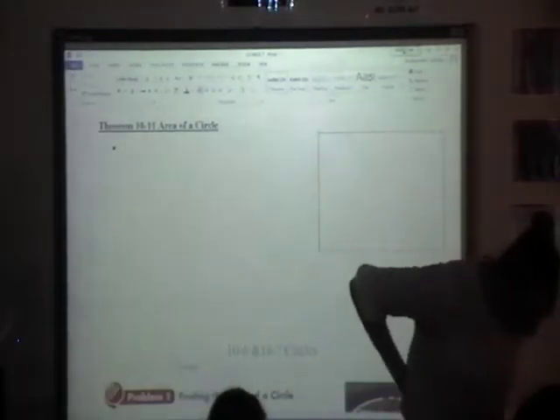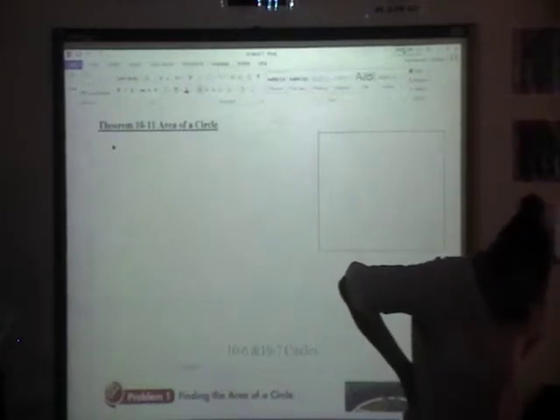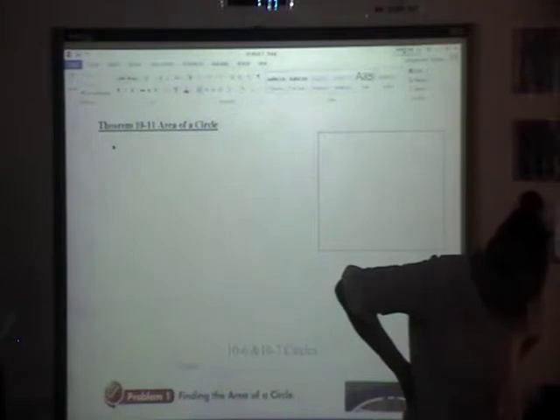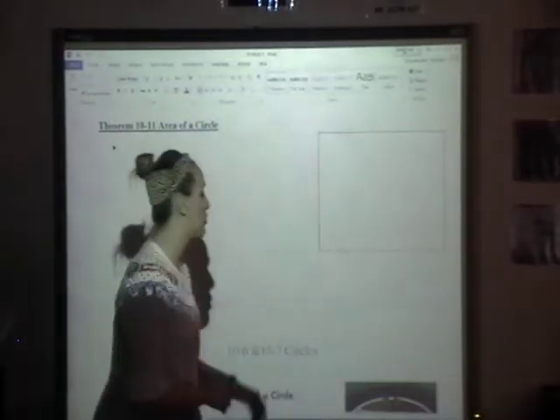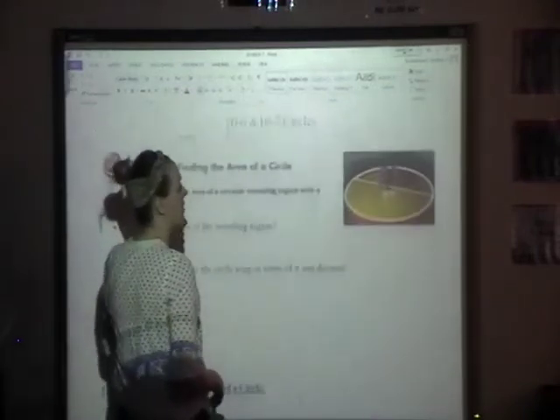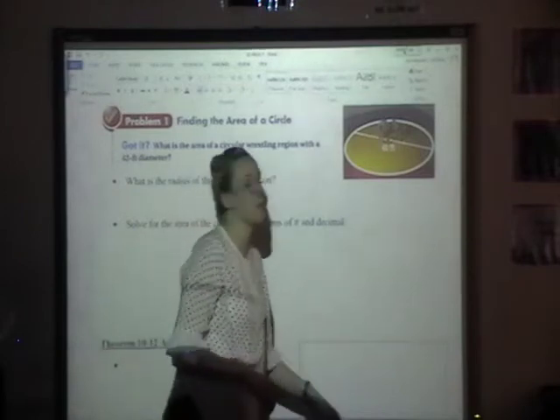Diameter divided by 2. I would write diameter just in case you don't know that D is diameter. Okay. Just drawing that the area is the inside portion of the circle, not the outside region. So finding the area of a circle.